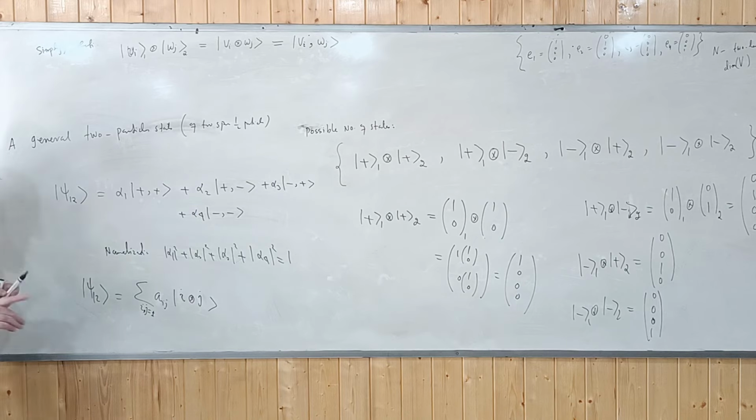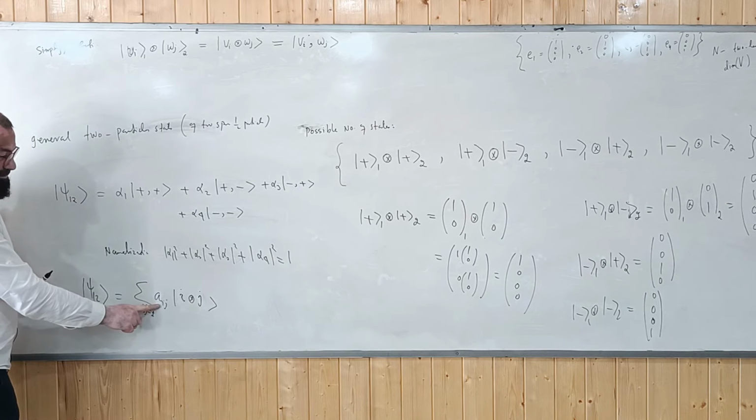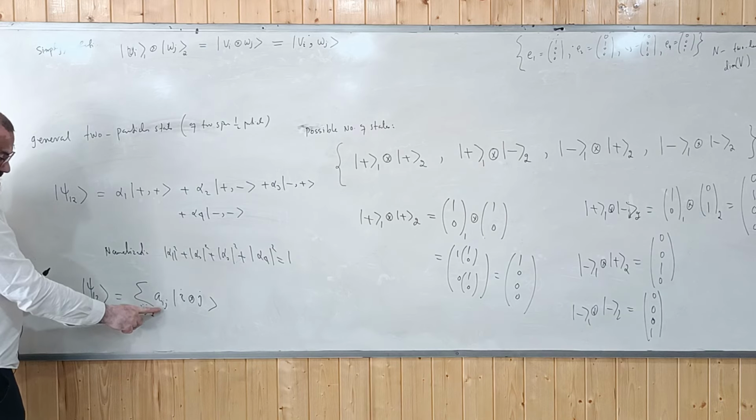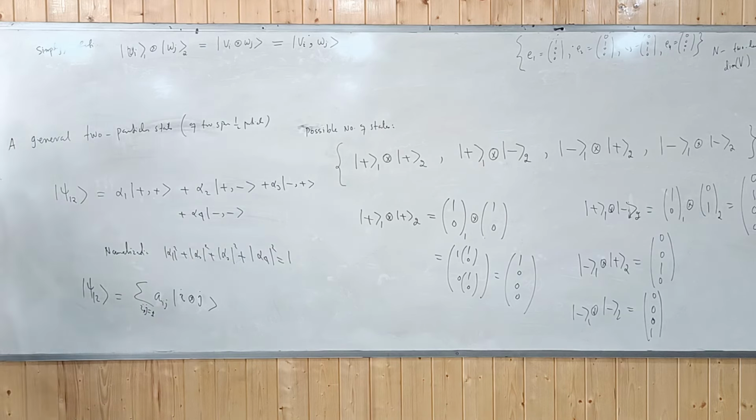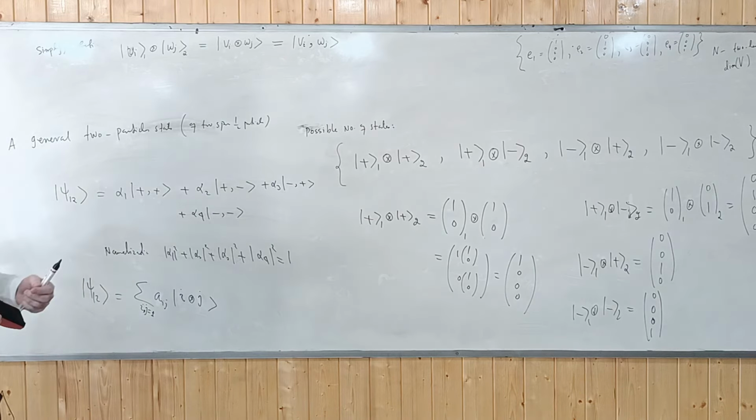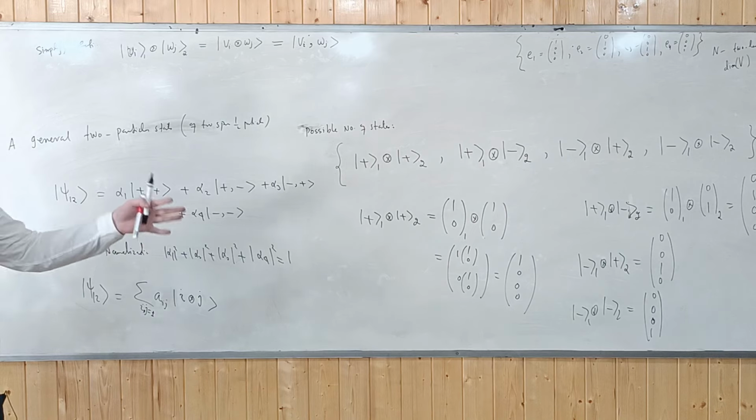Okay, so now what will be the alpha 1? It will be a plus plus. Alpha 2 will be a plus minus. Alpha 3 will be, and so on. Got it? Okay. So this is how we constructed general states out of these two states.